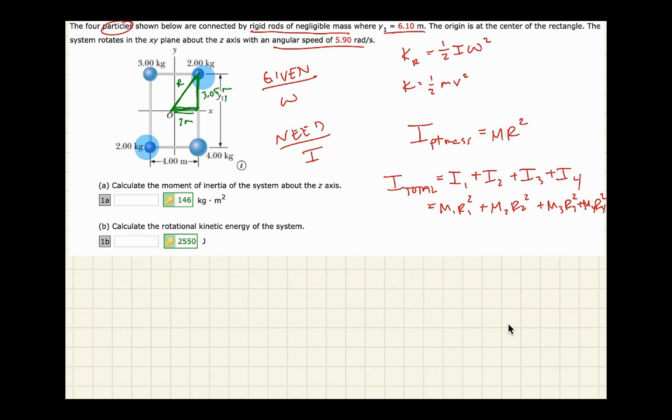So that gives the moment of inertia right here. Once you know that, use K_R equals 1/2 I omega squared to solve for part B. And that's pretty much it.